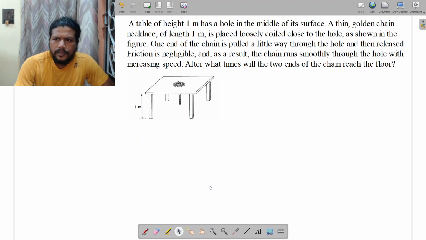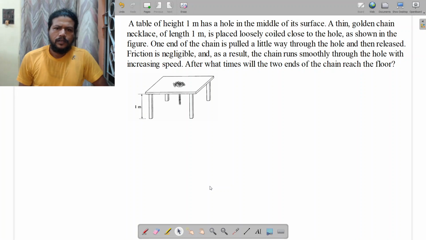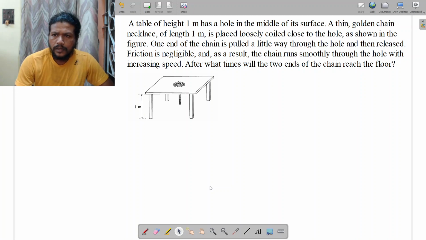This problem we consider says that we have a chain which is going to fall through a hole in the middle of a table, and we have to find out the time after which the two ends of the chain strike the floor. The length of the chain is 1 meter, and the height of the table is also 1 meter.